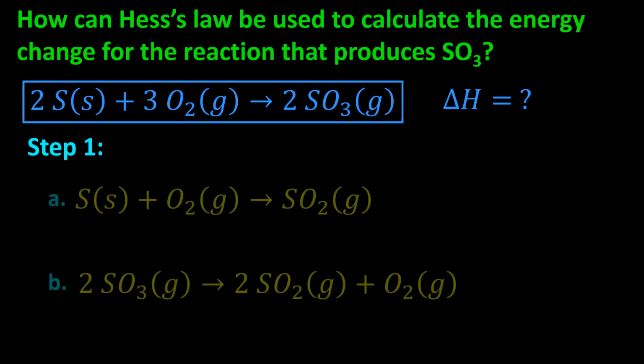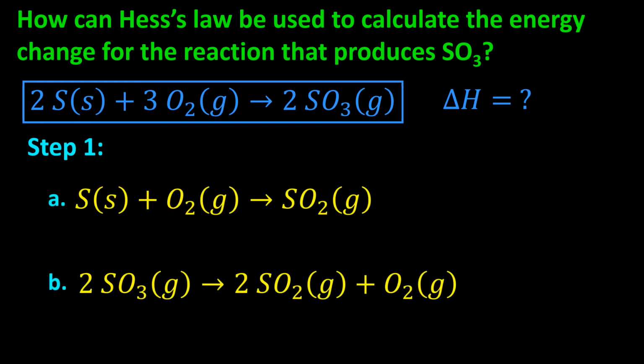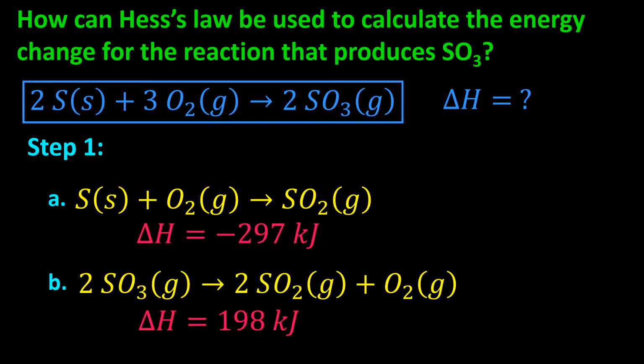So there's some other information that is available. That available information is that there are 2 equations where delta H is known. The first one involves the products that we see in the blue reaction, the S and the O2, but it goes and forms SO2 instead of SO3. That's equation A. Equation B has SO3 involved in it as a reactant instead of a product. So both of these have delta H's that can be measured in the lab. So this is where we're going to start, step 1.